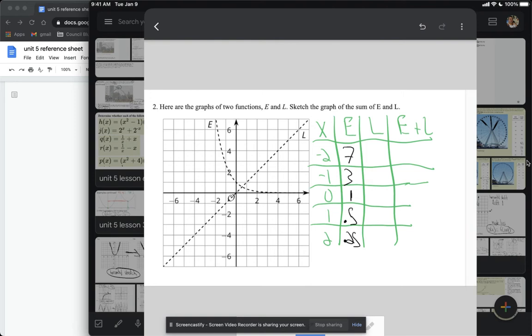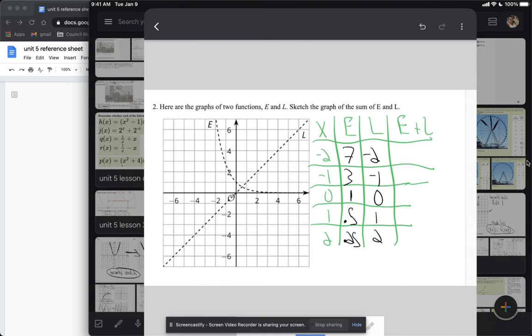All right. And then let's look at the graph of L, which is the straight line here. So the graph of L, if I start at x equals -2, y equals -2. X equals -1, y equals -1. X equals 0, y equals 0. So hopefully we're seeing the pattern here. So this is going to be 1, and this is going to be 2.